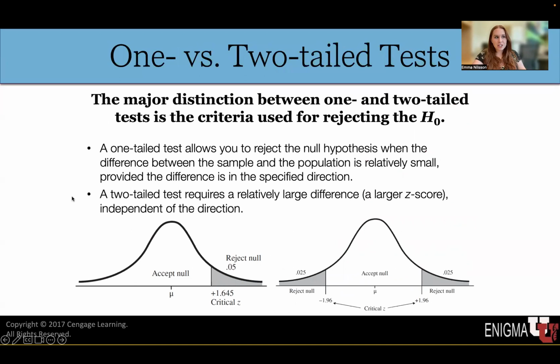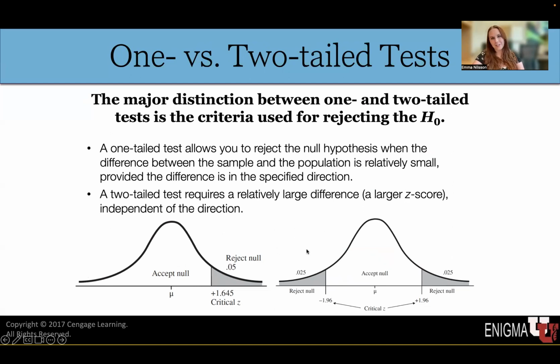The major distinction, like we've said, between a one-tailed and a two-tailed test is the criteria used for rejecting the null hypothesis. A one-tailed test is going to have a larger critical zone because all 5% is on one side. And so the difference between your sample and your population means can be smaller in order to reject the null hypothesis. You don't need as big of a difference, so long as the difference occurs in your specified direction. If it occurs in the other direction that you weren't anticipating, then you will get an error.